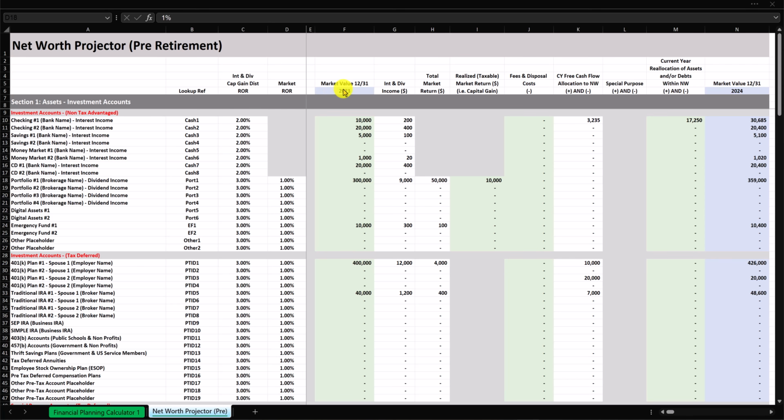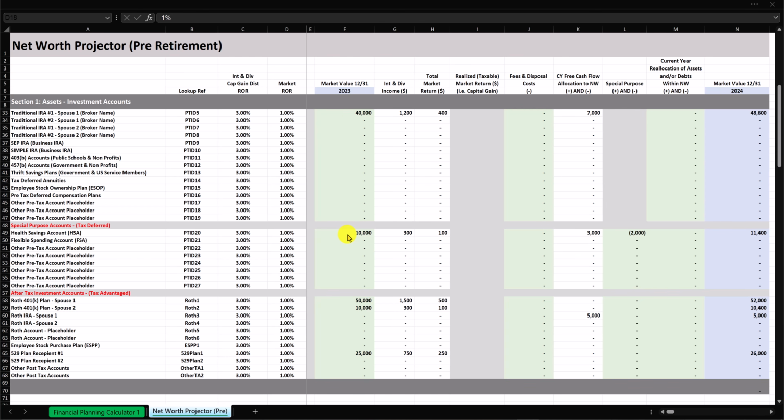Okay, for the market value, I've just put in 2023 as an example, so we're going to figure out the net worth at 12/31/2023. So in this example, let's go through the numbers that I've thrown in here. I have $10,000 in checking 1, $20,000 in checking 2, $5,000 in savings 1. I have $1,000 in a money market, $20,000 in a CD. We have $300,000 in a regular brokerage account with no tax advantage attached to it. We have $10,000 in an emergency fund, $400,000 in a 401k plan, $40,000 in a traditional IRA.